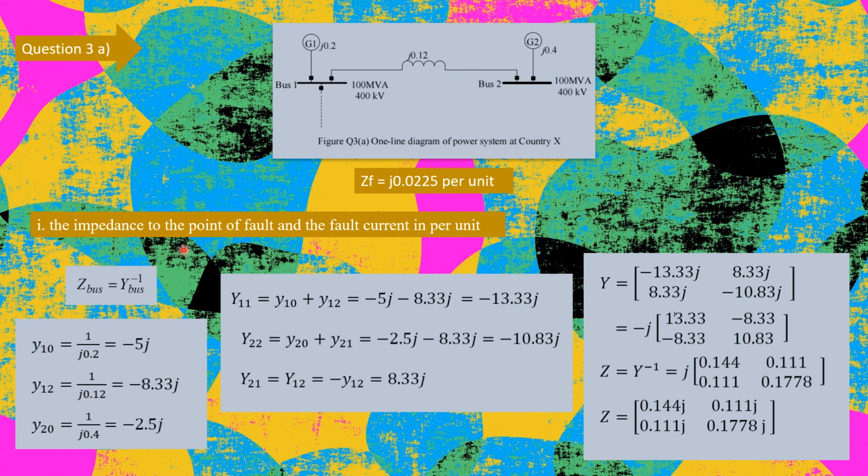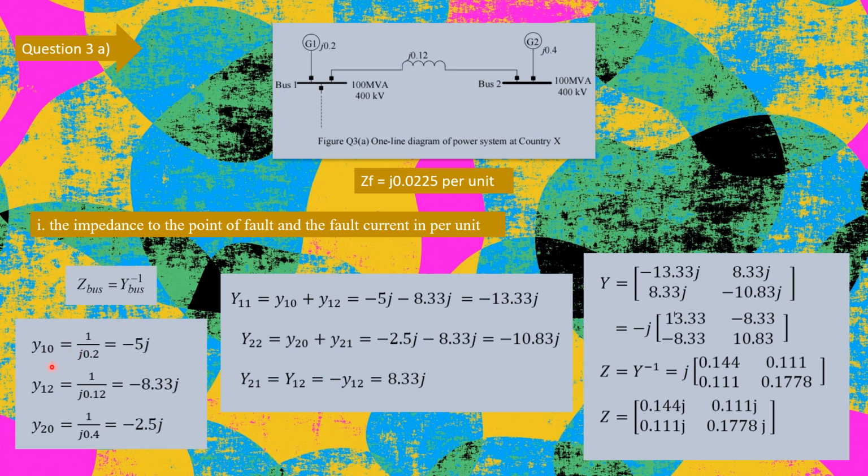First of all, to calculate the impedance, we need to understand this formula. Z bus is equal to the inverse of the admittance of the bus. This means that if we want to calculate the impedance, we first need to calculate the admittance and invert it. So our goal now is to calculate the admittance of the bus.